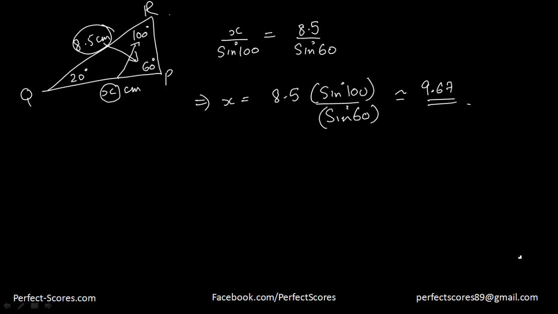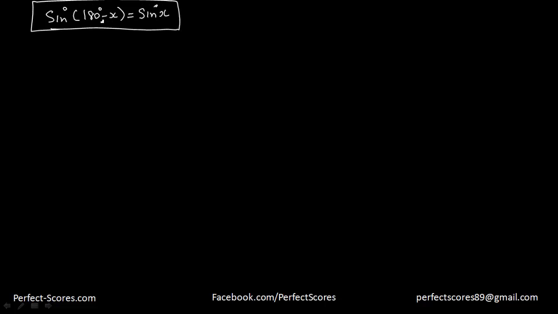Another thing you need to take care of while solving questions using the sine rule is that sine can give you two possible values. As you know, sine of 180 minus x is equal to sine x. This is a property of sine. So if the question is asking you for the angle, you can get two possible angles. If you don't understand this, watch the trigonometric functions video.